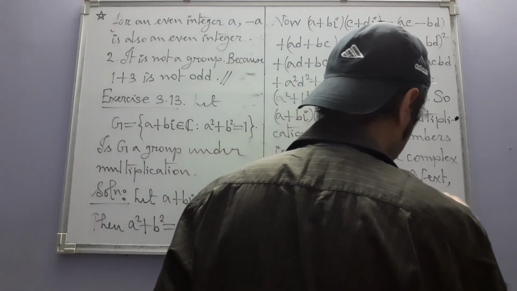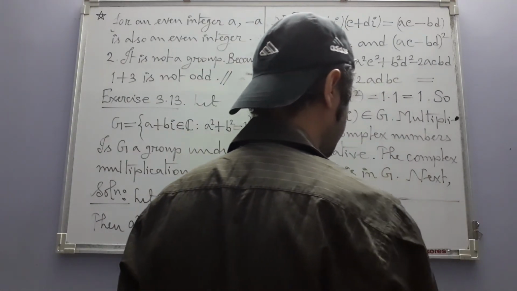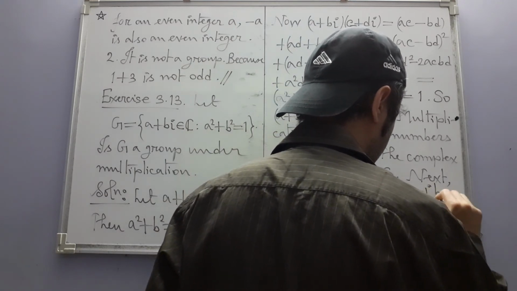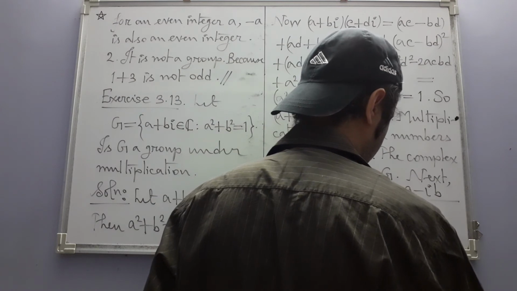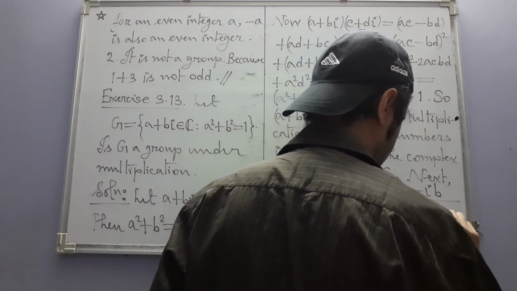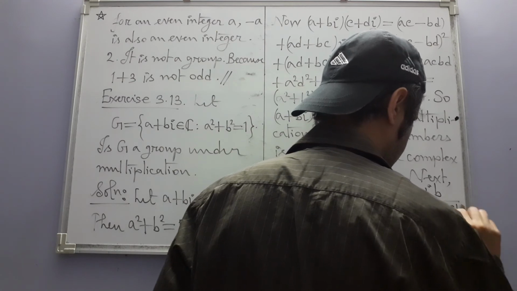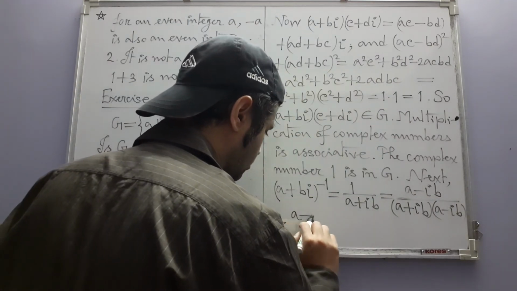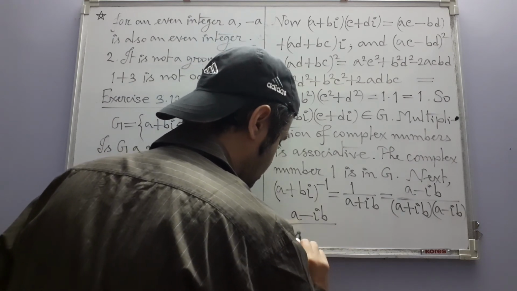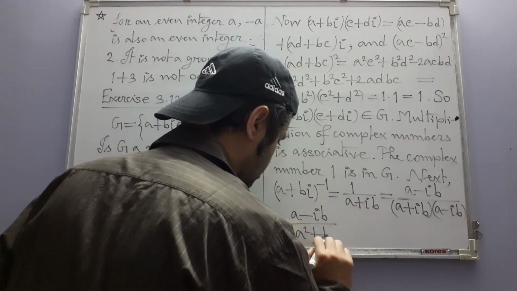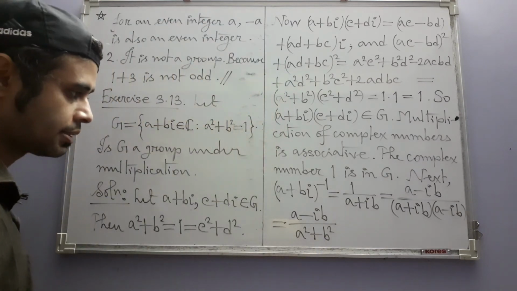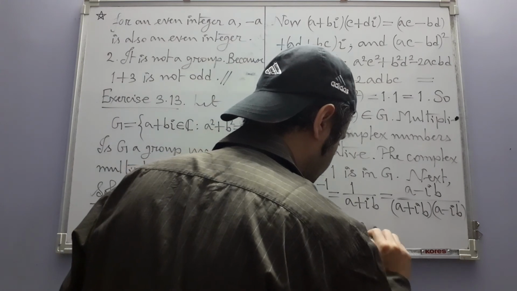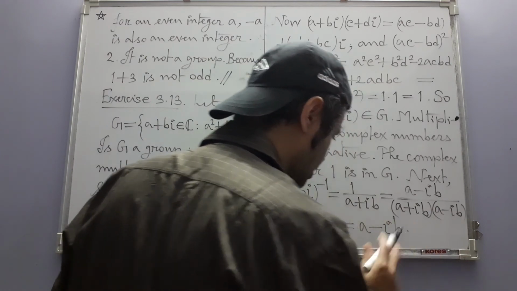Now you know how to express this in the standard form. A minus iB over (A plus iB) times (A minus iB). So this is equal to A minus iB divided by A square plus B square, and A square plus B square for us is 1. So this luckily is just A minus iB.